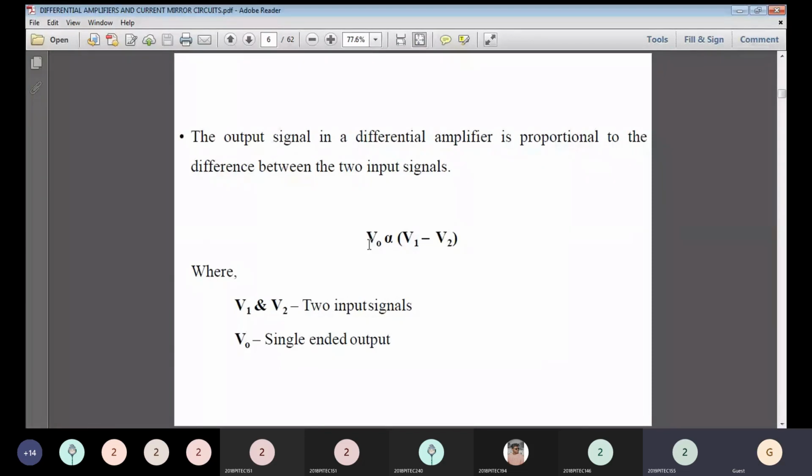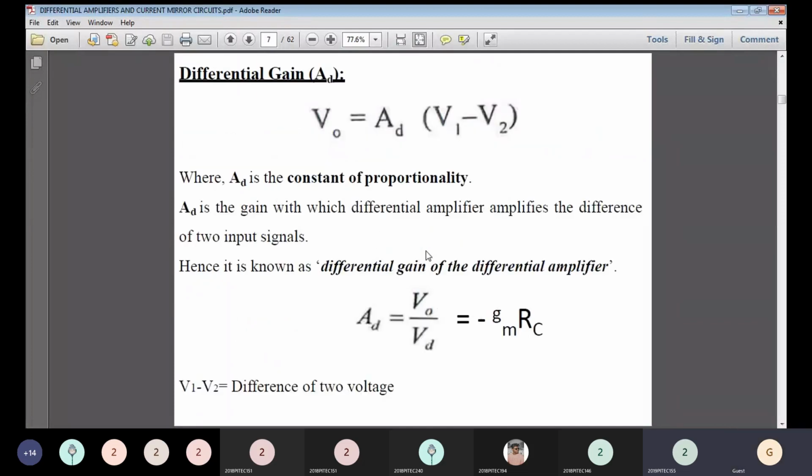The output V0 is directly proportional to the difference of the two inputs. The difference of the two inputs is V1 minus V2. These V1 and V2 are your inputs, which we feed at the base of transistor 1 and the base of transistor 2. The first mode of operation is the differential mode of operation. In differential mode, we calculate the value of the differential gain, AD. The proportionality constant for V0 is given here as AD. The AD is a constant value, and that value is the differential gain.